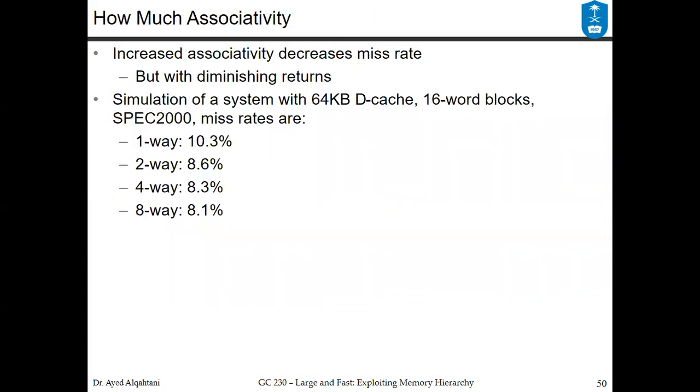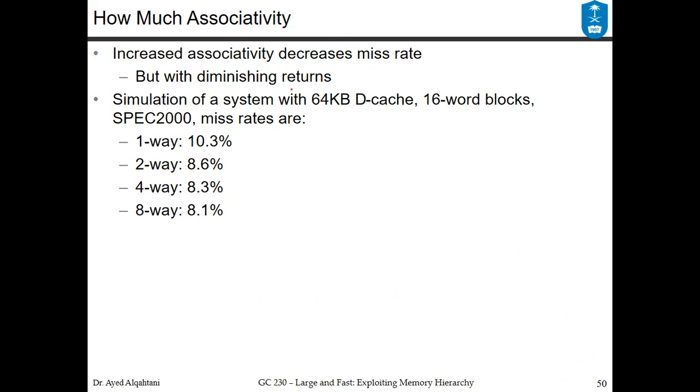Now, the conclusion is increased associativity actually decreases the miss rate. Or what you noticed, we increase the number of hits, which means that the miss rate is going to be reduced. However, it has diminishing returns.